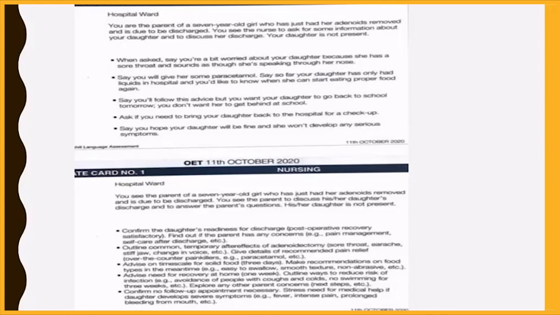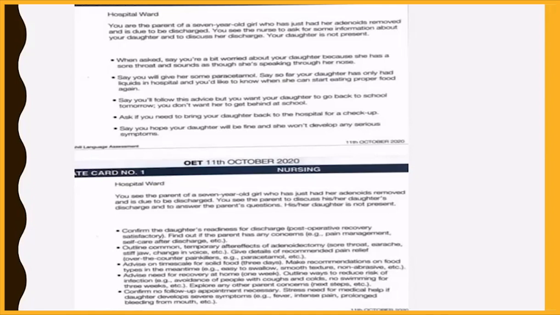Let me explain some of the common temporary after effects of the surgery, adenoidectomy: sore throat, earache, stiff jaw, and change in voice. So these are the common symptoms after the surgery, so there's nothing to worry. You can add your bit.